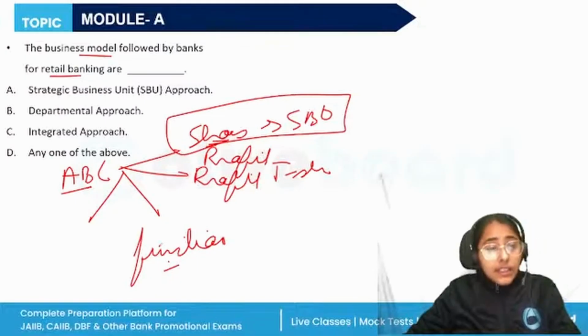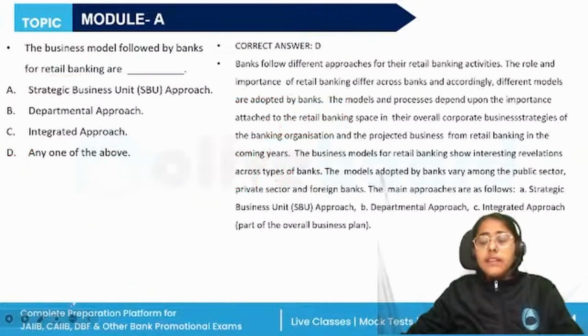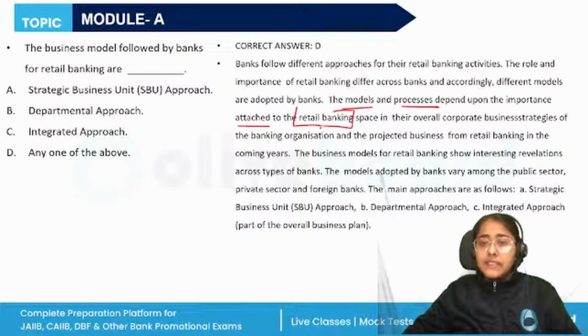In banks, the approach that is followed is any of the above, right? So the models and the processes depend upon the importance attached to the retail banking space. If the banks want, they can create a completely separate business unit or profit unit for retail banking, or they can create just a department focusing on retail banking. So the models or approaches which are followed are SBU, departmental approach, and the integrated approach.